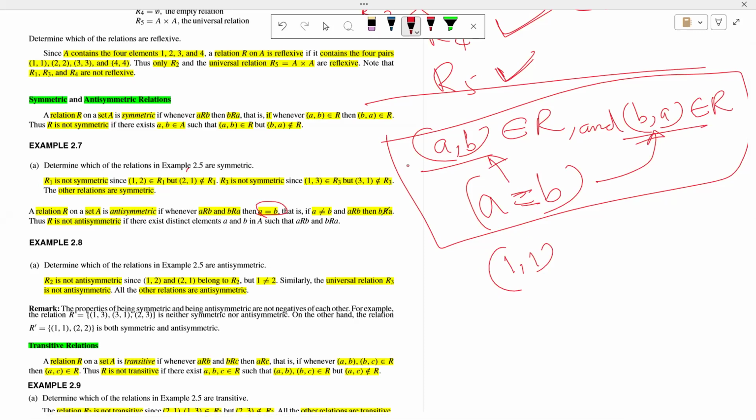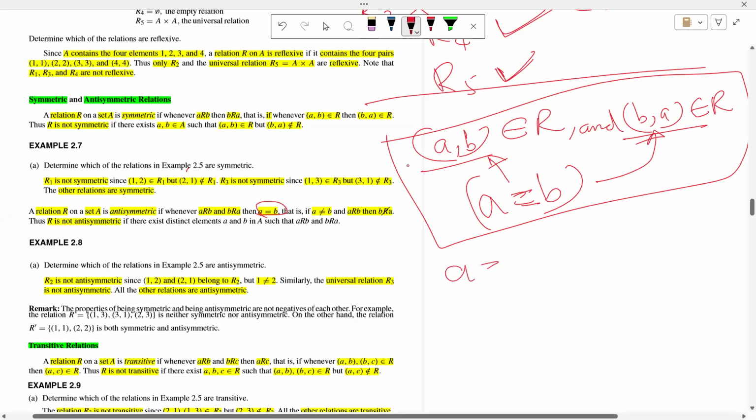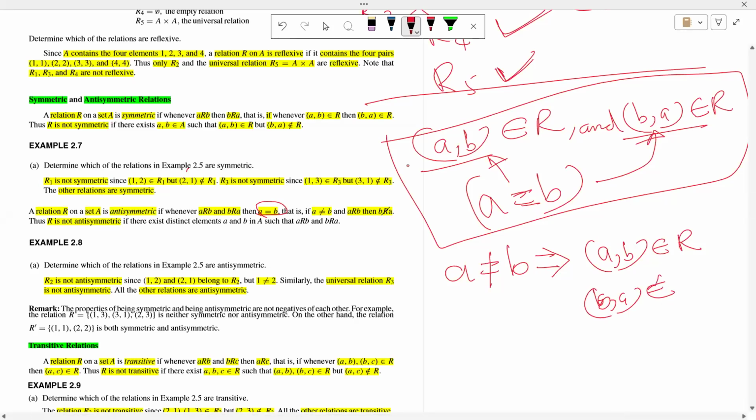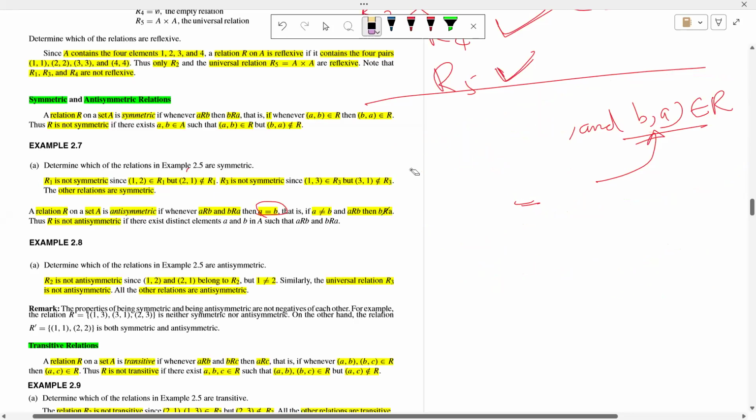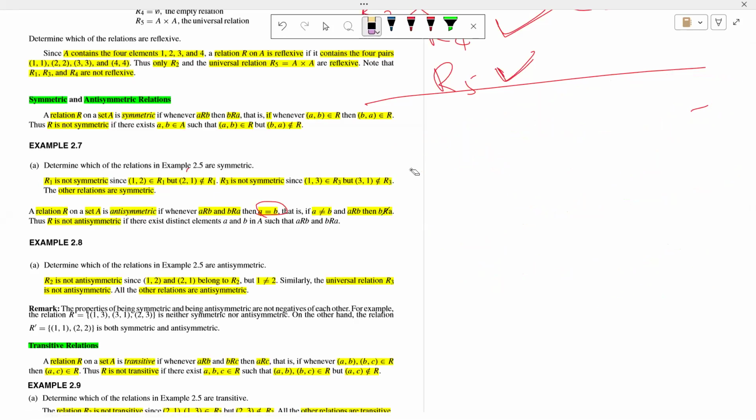It means if A is not equal to B, then it is not true that A comma B belongs to R and B comma A also belongs to R. It will happen only when A is equal to B, right? That is anti-symmetric. I will explain with an example, then you can easily understand, right? Now you are clear with reflexive and symmetric, right? Anti-symmetric is a little bit different idea, right?